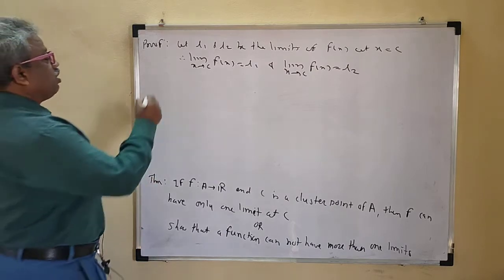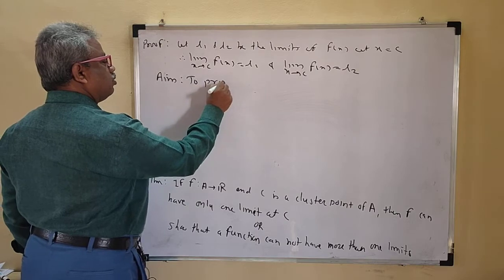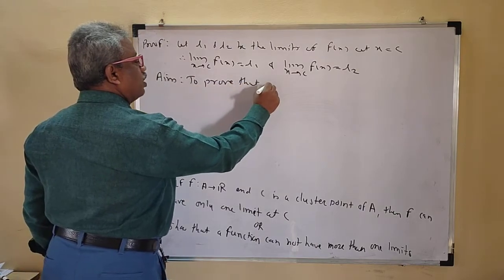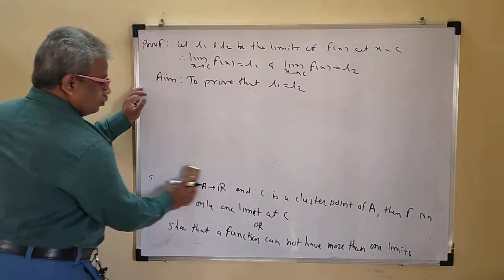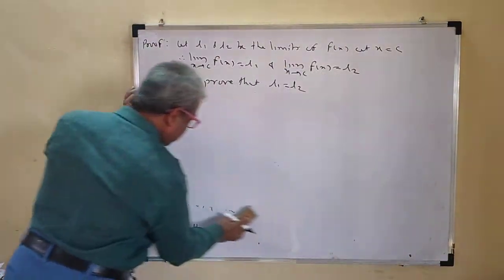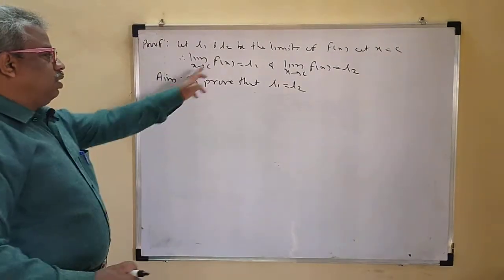What we have to prove? What is our aim? Our aim is to prove that L1 is the same as L2. This is our aim. So what we have to prove? L1 is the same as L2. Okay, so we will apply the definition of the limit now.